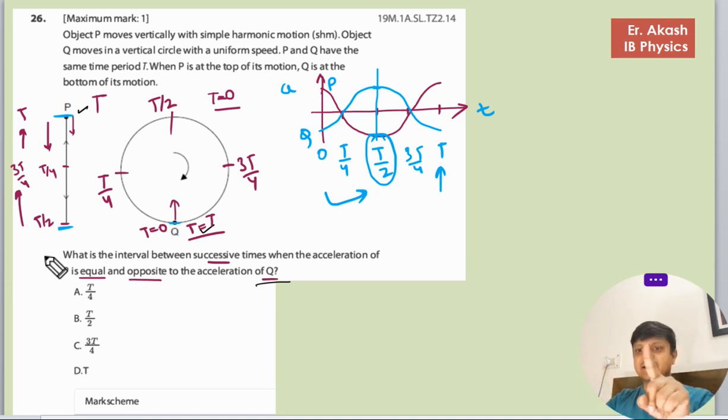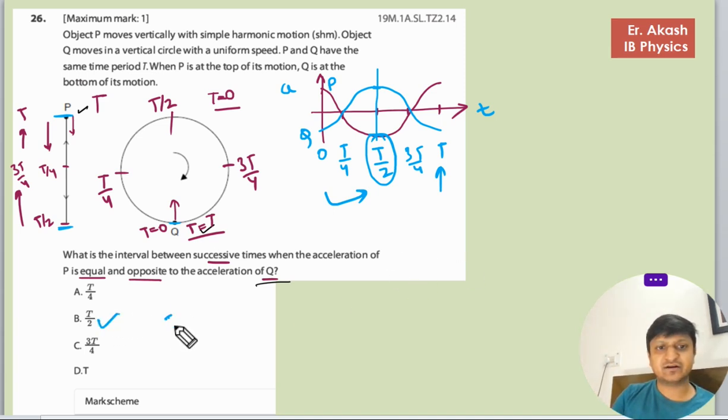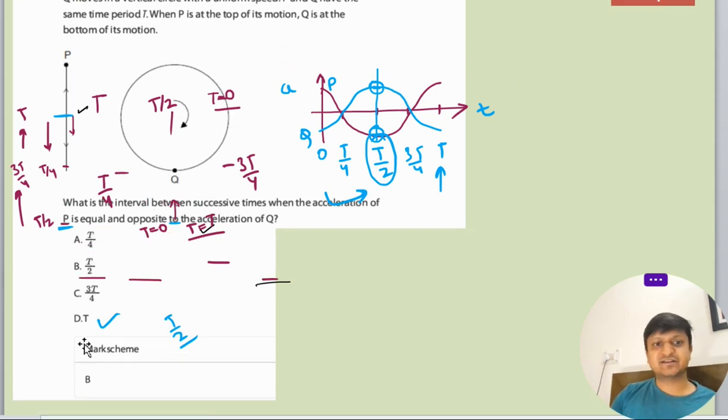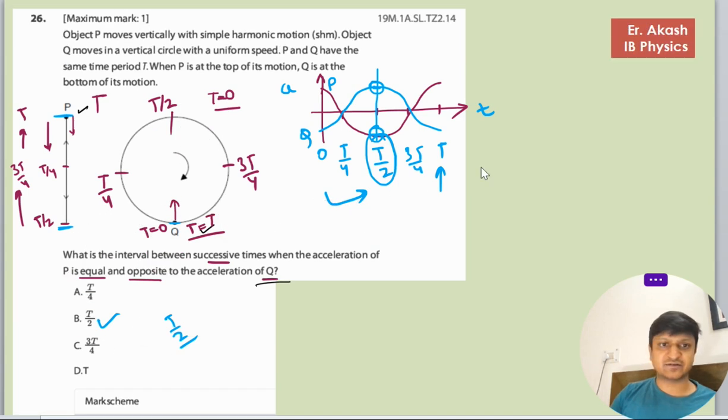So when they are at the extreme positions, they will have equal acceleration. When they are at this, then it will do this. When it is like this, then it will do this. So in this question, option B will be right, T by 2. You can see that at T by 2 the accelerations are equal and opposite to each other. Now we will check the mark scheme. The mark scheme says B is the right answer.